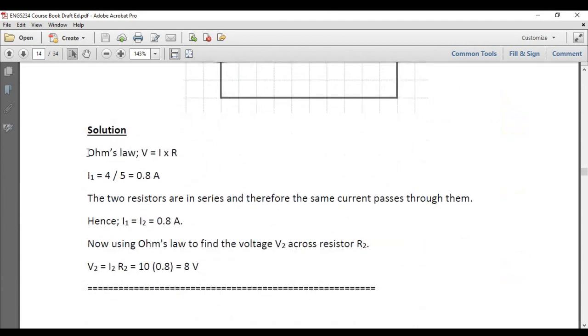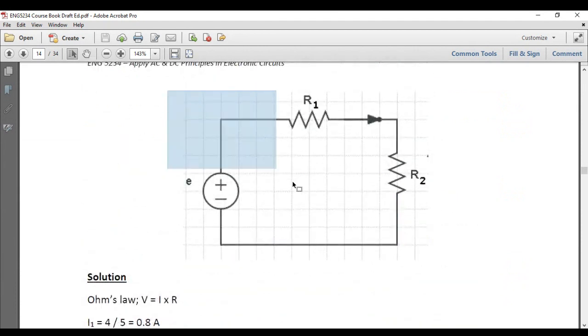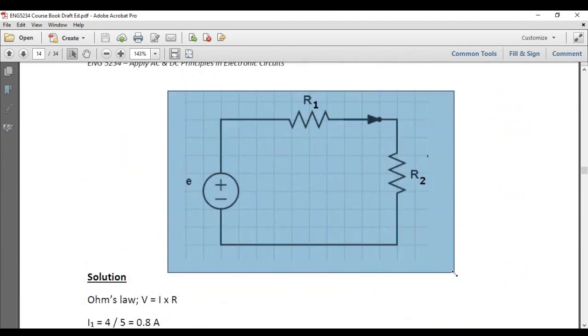So first of all, if you remember, in a series circuit the current is the same, because whatever current is coming out of the battery, the same current is going into R1 and the same is going into R2 and going back to the battery, because there is no other way for the current to flow. So current is the same throughout the circuit. That's a basic rule of a series circuit.